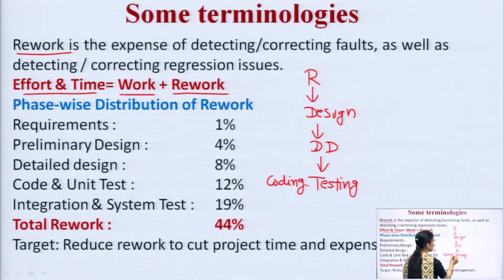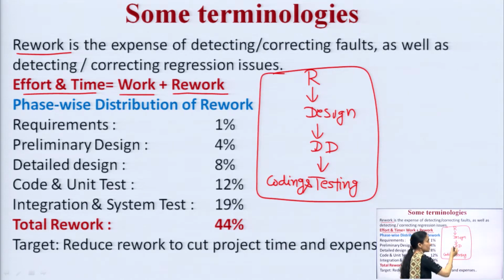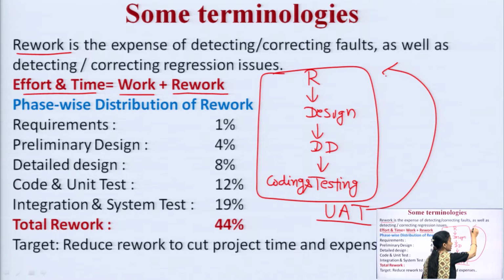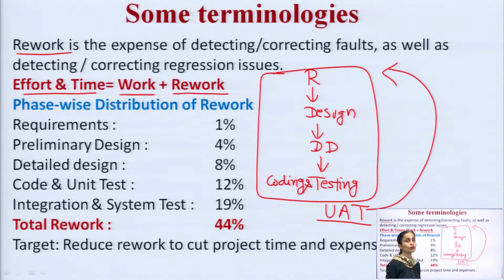So, when we are proceeding through these different phases, at every phase, if there is a change in the user acceptance testing, that tells clearly that we have to do the rework from all the stages. If there are suggestions at the time of user acceptance testing, that clearly tells us that we have to do the rework, we have to make changes in our requirement.